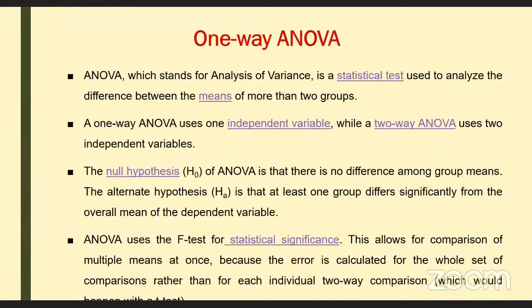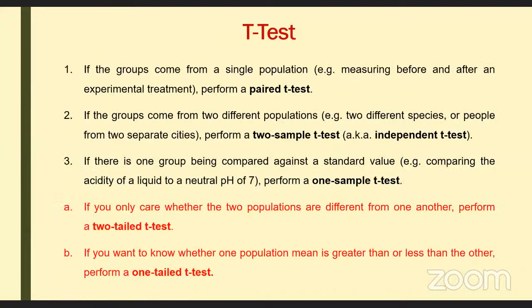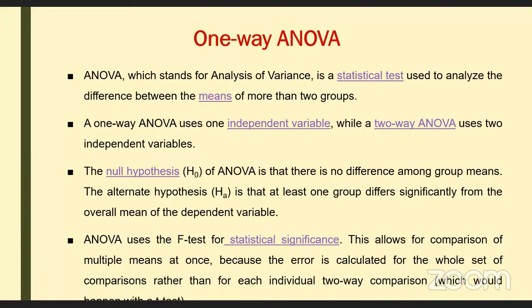That is important. Then paired t-test and unpaired t-test are to be applied according to the data, whether you have a single group or two groups for comparison. Then we come to one-way ANOVA. One-way ANOVA is analysis of variance. We analyze the difference between the means of more than two groups.